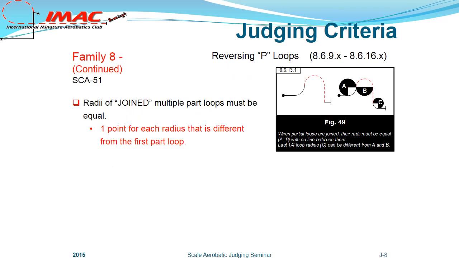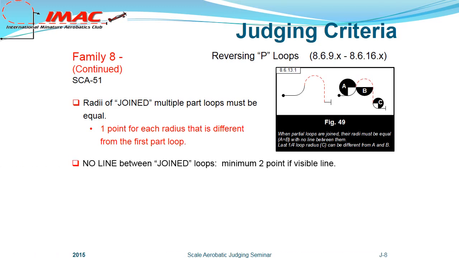Next are some reversing P-loops. This figure is made of 2 quarter loops, 1 1/2 loop, and 1 connecting line. One of the quarter loops and the half loop are joined, marked A and B on Figure 49, and these are required to have the same radii. The standard is set by the radius of the first joined loop. If they are not drawn equally, there is a 1-point deduction.